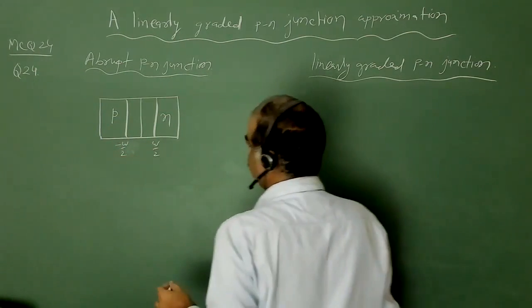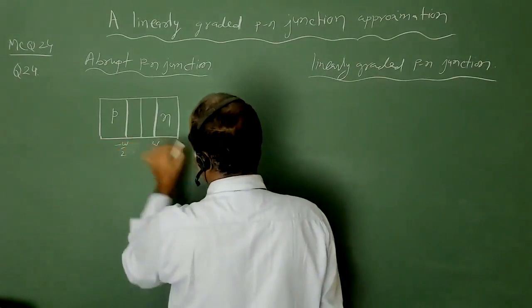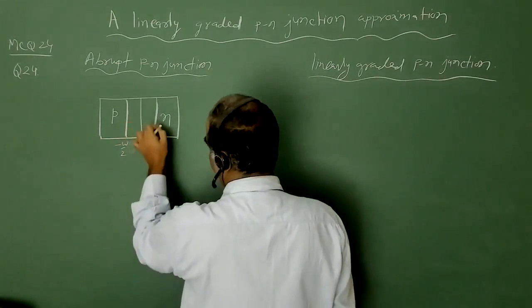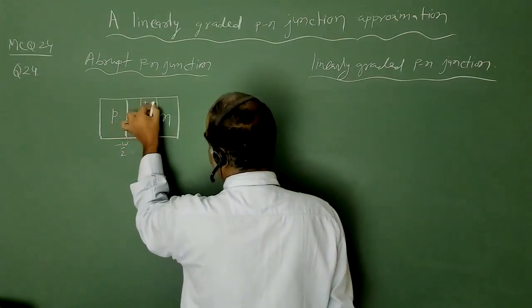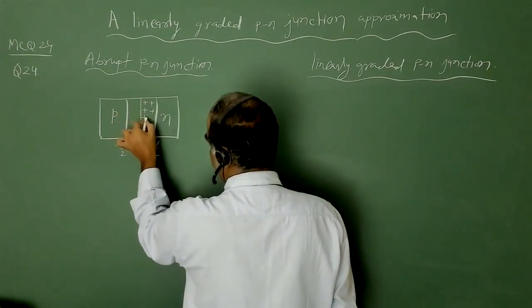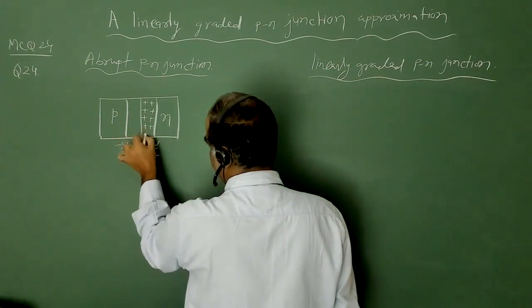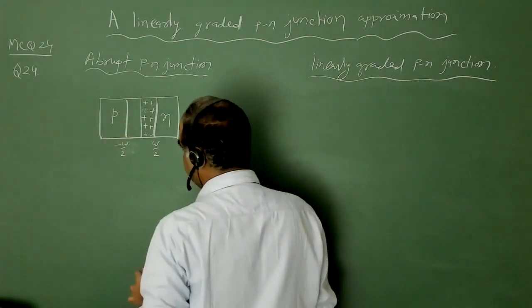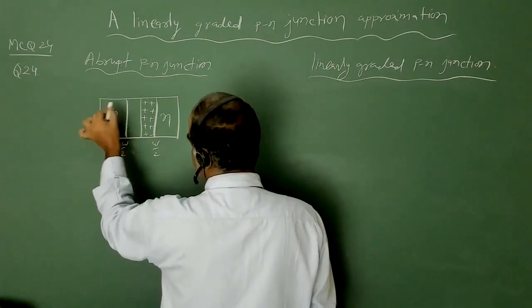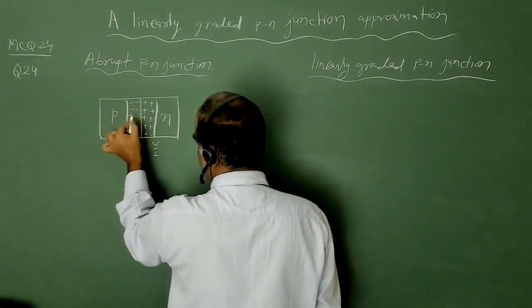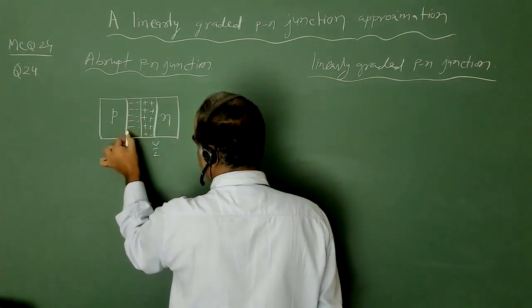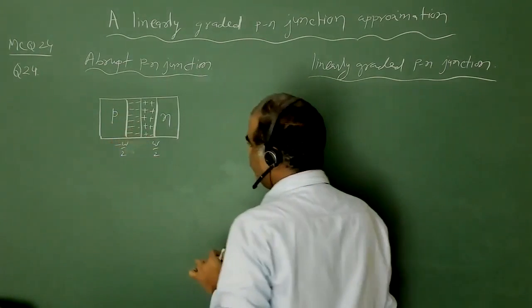In the N region we have donors. The donors get positively charged, so this is plus. Here we have acceptor ions which accept the charge carriers, so they become negatively charged. So this is my PN junction.